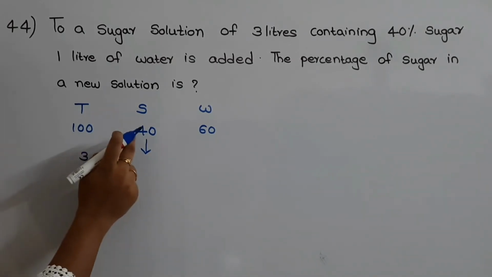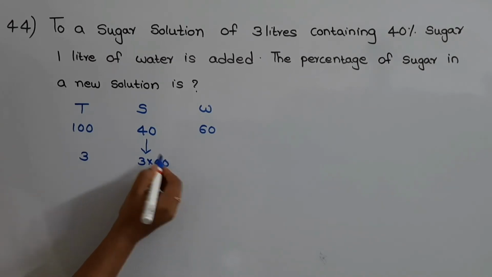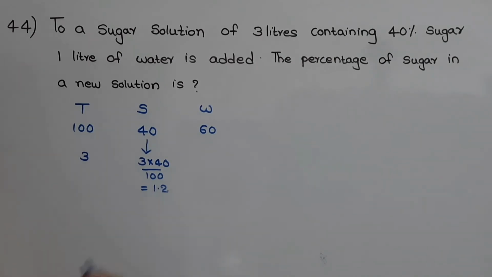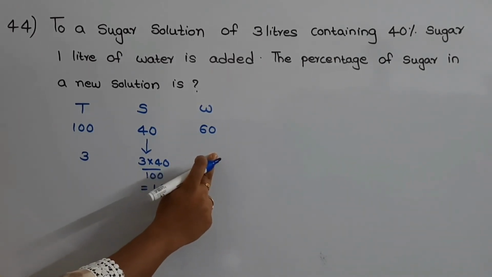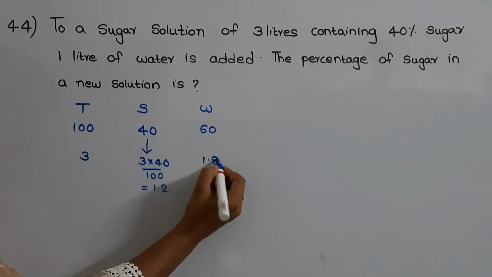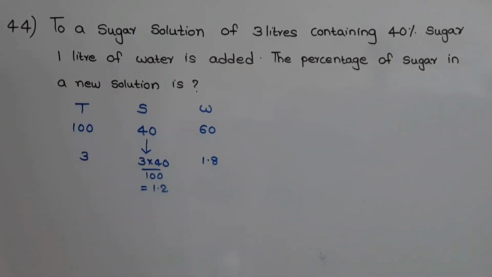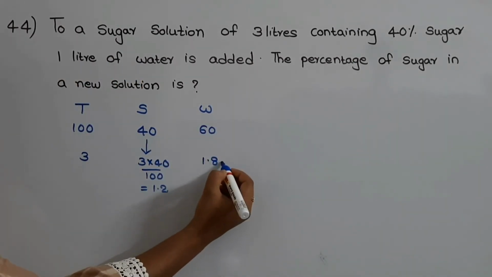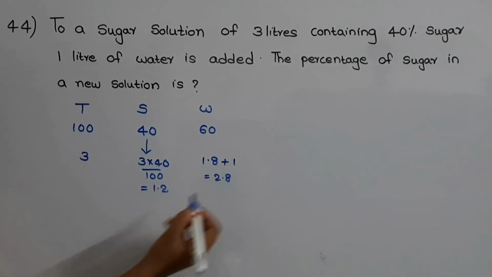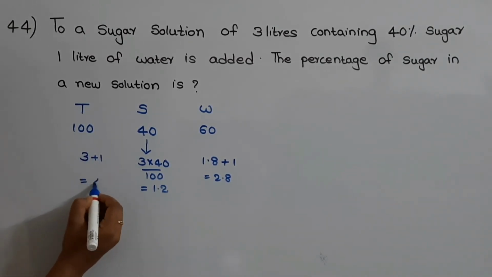This we can find out by cross multiplying. That is 3 into 40 divided by 100. On solving this, you will get it as 1.2. Then the quantity of water will be equal to 3 minus 1.2, that will be equal to 1.8. Now they have added 1 liter of water to this solution. So the quantity of water will now be 1.8 plus 1, that is equal to 2.8. The total quantity will also be increased, so that will be equal to 4.